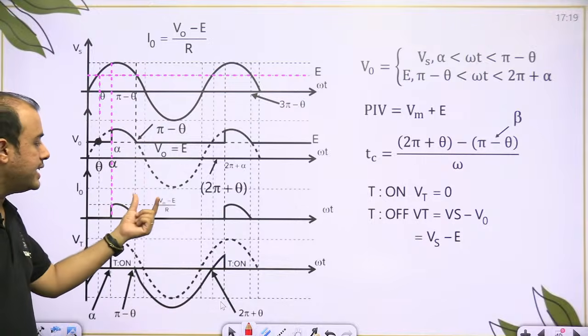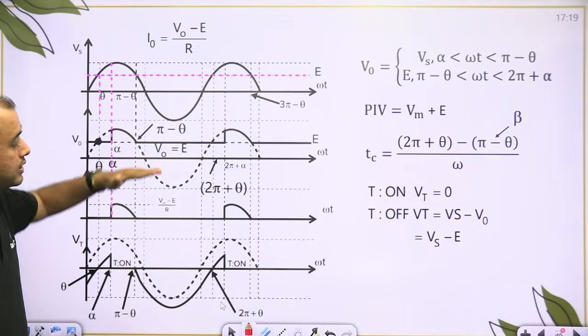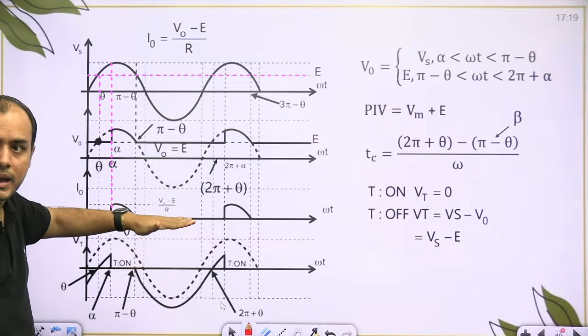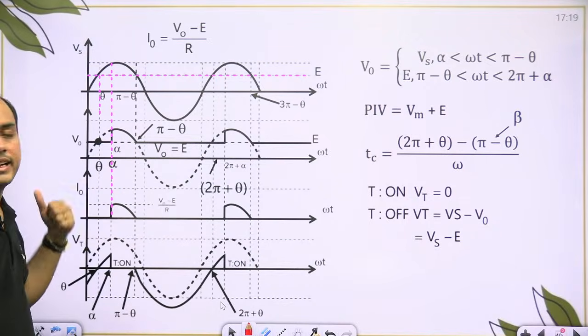Now current is (V naught minus E) by R. So shift the waveform downwards by E and then divide by R.